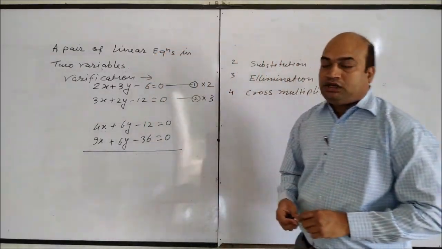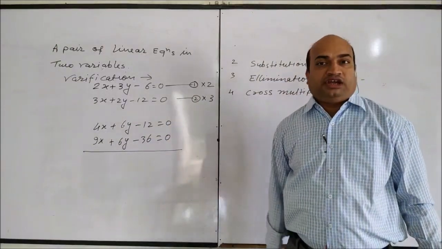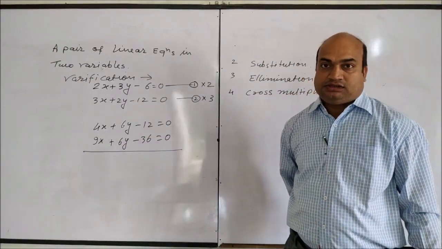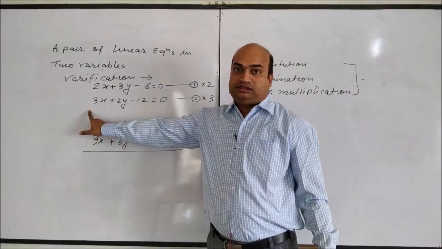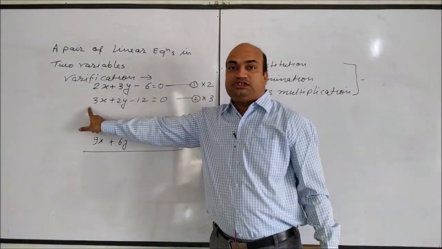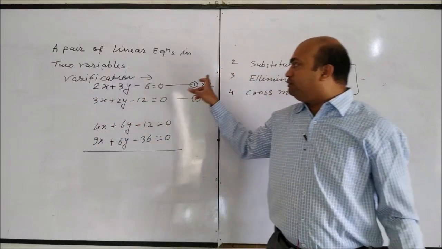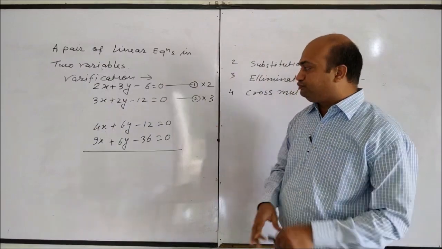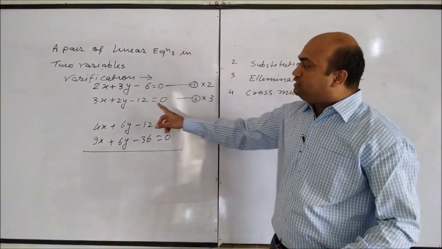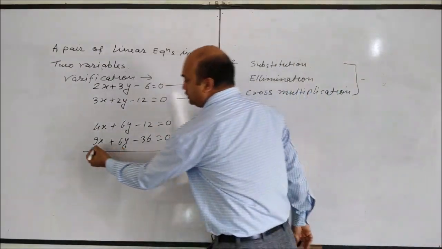You can see we have equated the coefficient of y. In the same way, we can also equate the coefficient of x. If we want to equate the coefficient of x, the first equation we multiply by 3 and the second equation we multiply by 2. Now what we do? Just subtract the two equations. Okay?